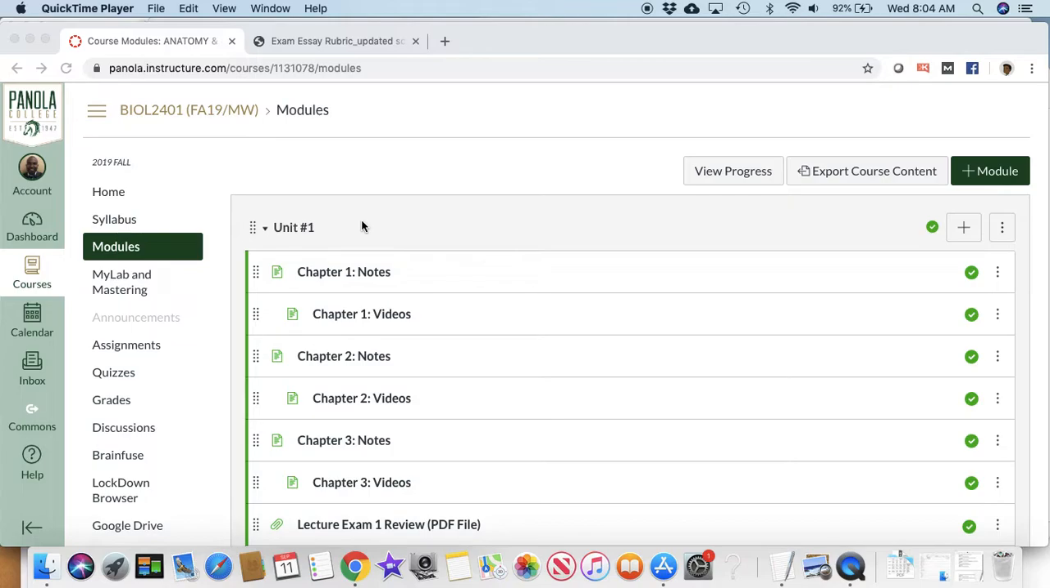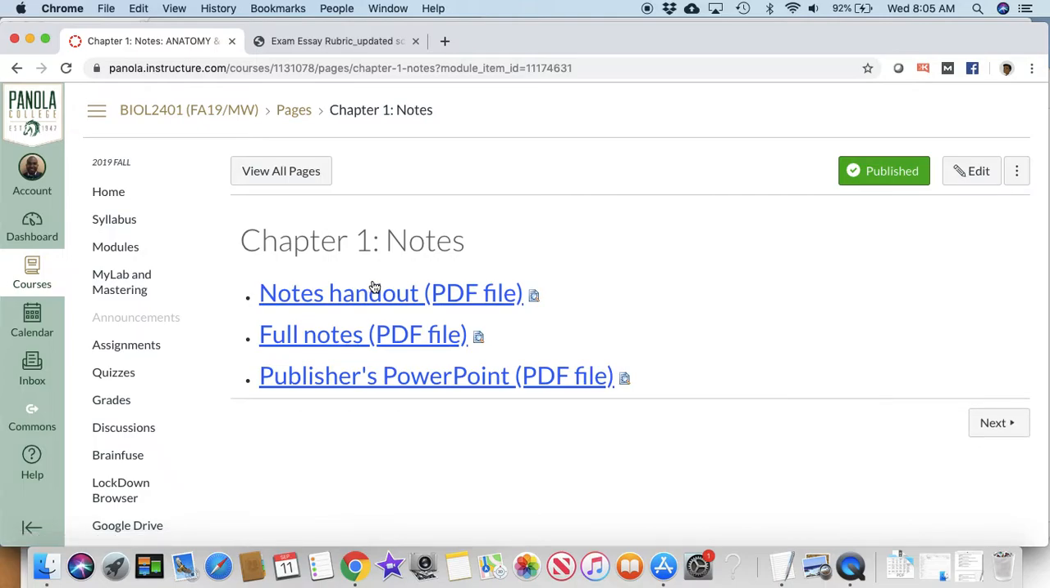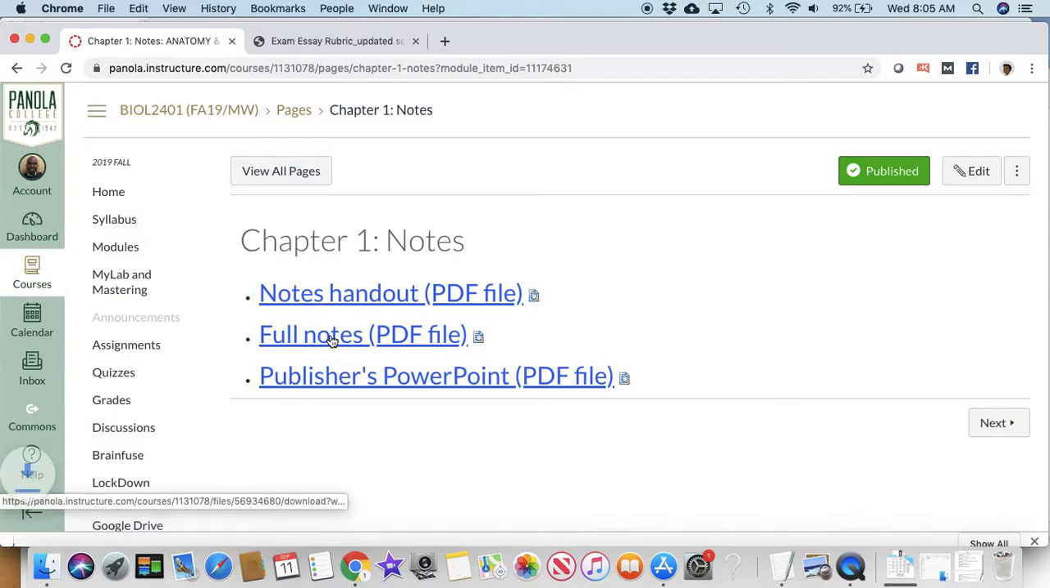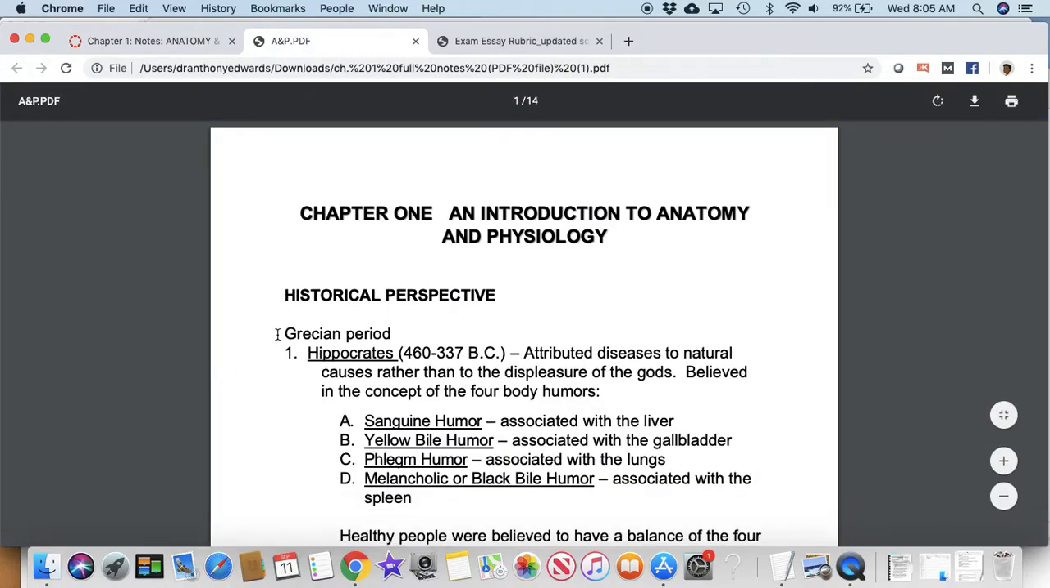So the test will be a combination of multiple choice, fill in the blank, and essay. So really anything that's in the chapter 1 notes or chapter 2, chapter 3 notes is going to be something that you might want to study. So if you go to the full notes, all right, so let's look at that. So again, anything that's in here is fair game for multiple choice as far as fill in the blank, things that you'll want to know.